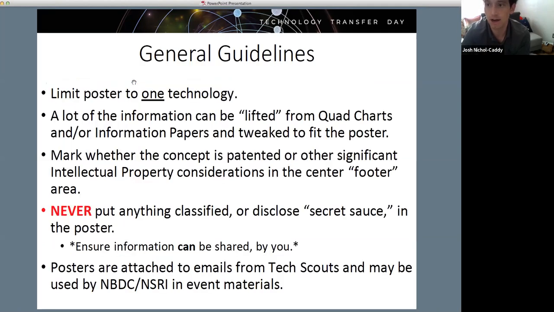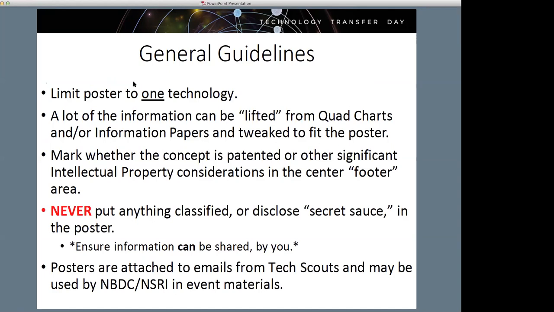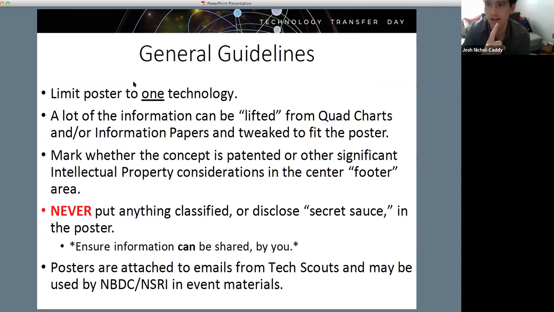General guidelines, very similar to the information paper, where you're going to cover just one technology on that poster. A lot of the information will be lifted from the quad chart and that information paper and then tweaked to fit the poster. I would follow the information paper model and guidelines for the poster more than the quad chart. The quad chart has a pretty specific function, where the information paper provides more detail, and so that's what appears in the poster as well.